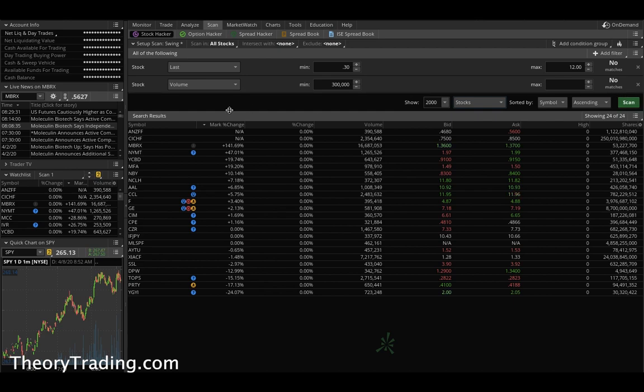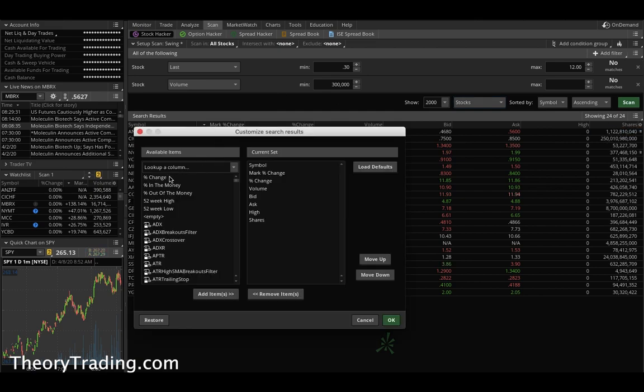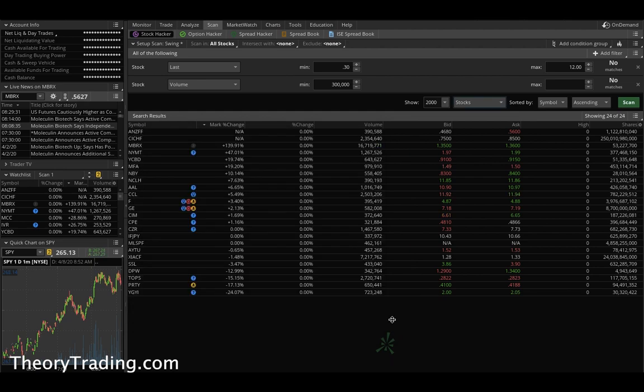So once you have your parameters in and you hit scan, you want to sort this according to mark percent change. What that means is it's going to spit out the stocks that have been moving the most pre-market. So you'll just simply hit this wheel over here and you'll customize this and you'll add percent change to this search here. Okay. So once you have that all in place, you'll have a list of stocks that meet your criteria that are moving very hot pre-market, right?